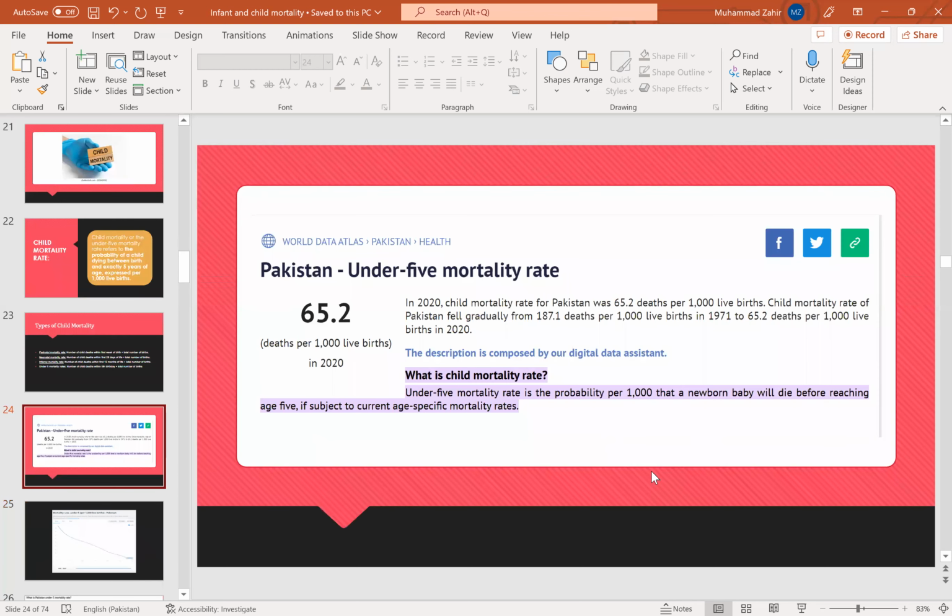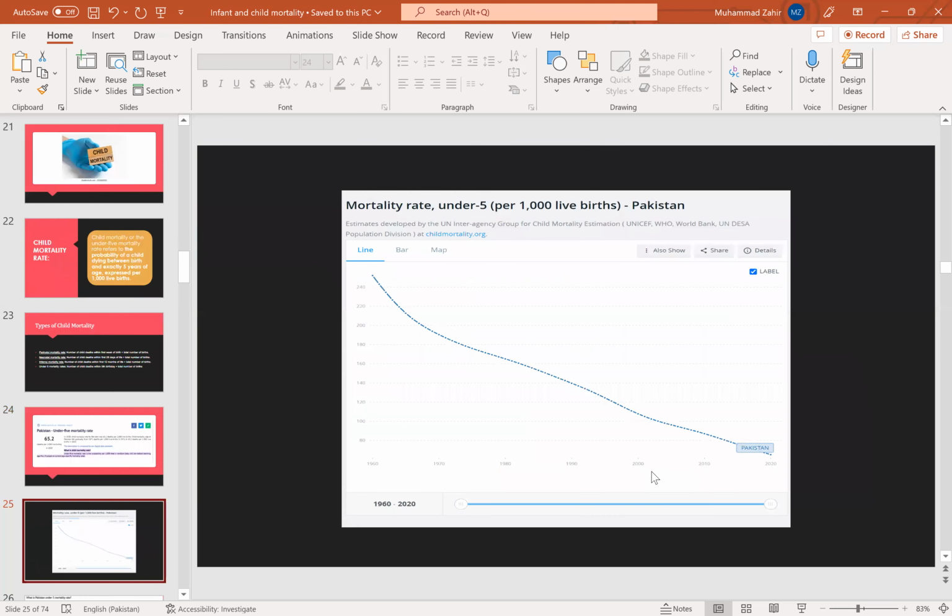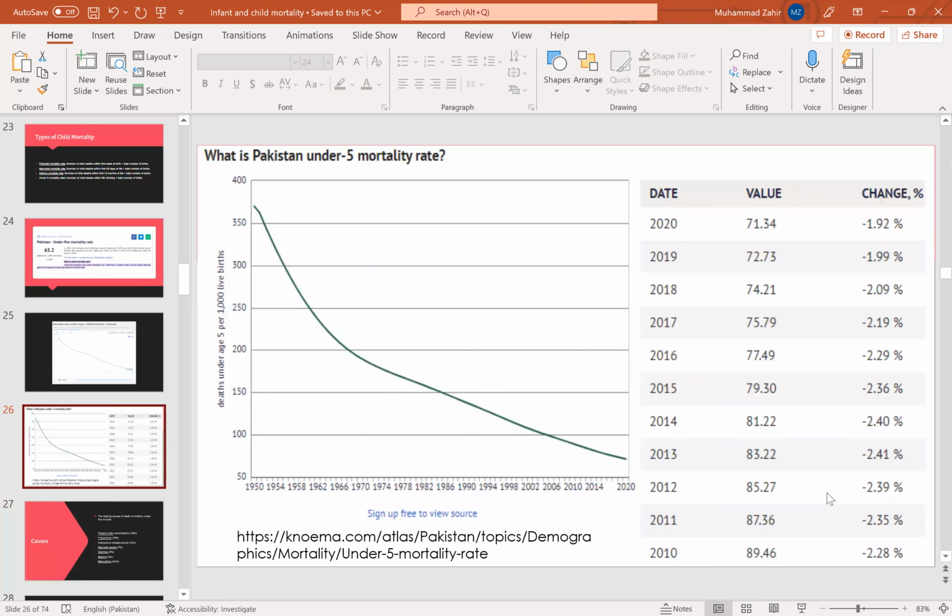Pakistan's under 5 mortality rate is now 65.2. And you can see that, like the infant mortality rate, this child mortality rate is also declining in Pakistan. Again, you can see these are the dates and the value in 2021. It is decreasing, but very slowly.